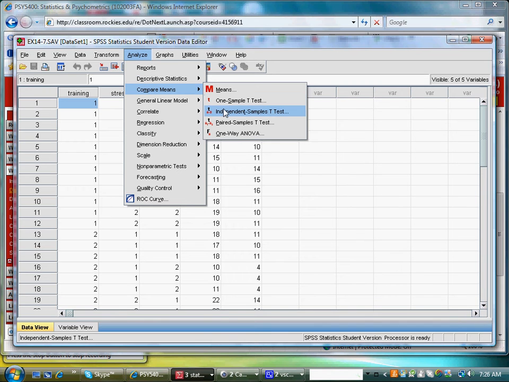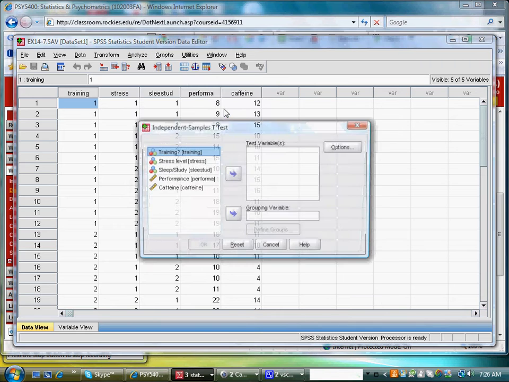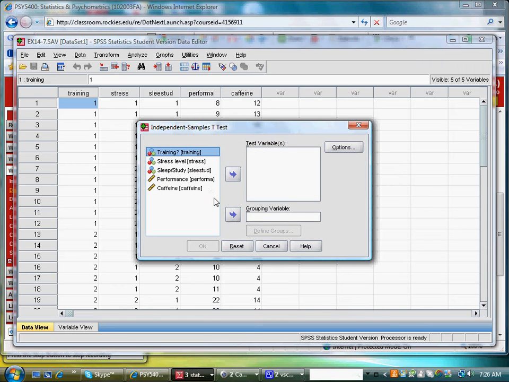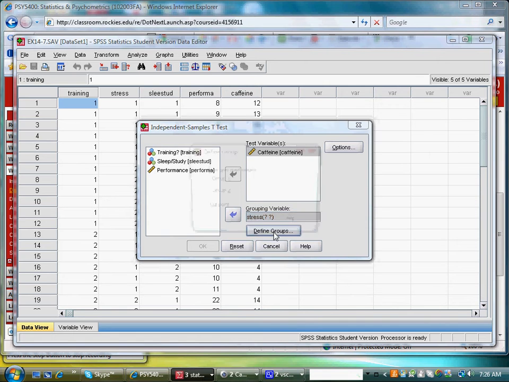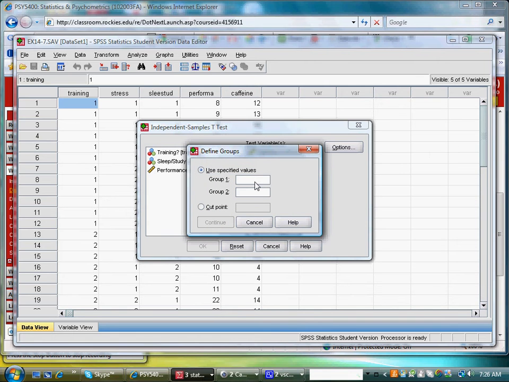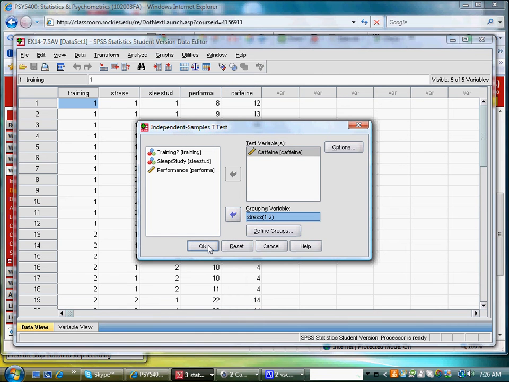Now this is independent samples because different people were exposed to the high stress and the low stress. So we're looking at different people. The test variable is how much caffeine, and the grouping variable is that stress level. Now we've got the 2 question marks, so we need to define our groups. Remember we said the 2 values were 1 and 2, so group 1 is 1, group 2 is 2. Continue. And that's as easy as it is.